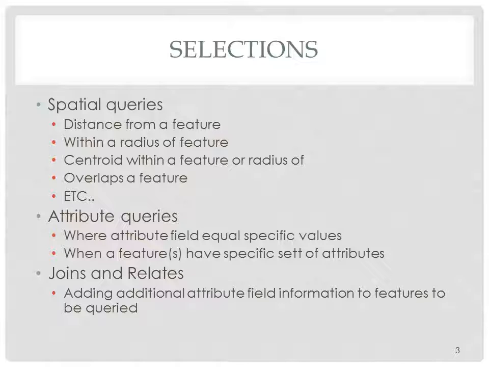First of all, spatial queries are important to use in GIS, especially with applications to find distance from a feature, radius of a feature, a centroid within a feature of a radius, how a feature overlaps another feature, attribute queries, where an attribute field equals specific values, when a feature has a specific set of attributes. And then, of course, using selections for joins and relates, adding additional attribute field information to features to be queried.